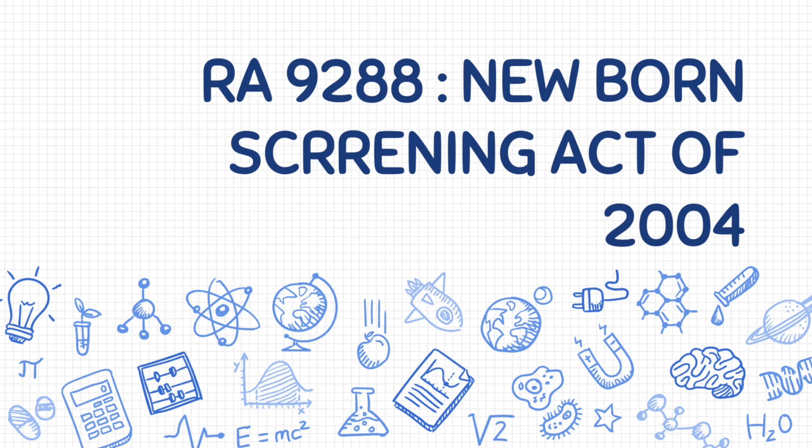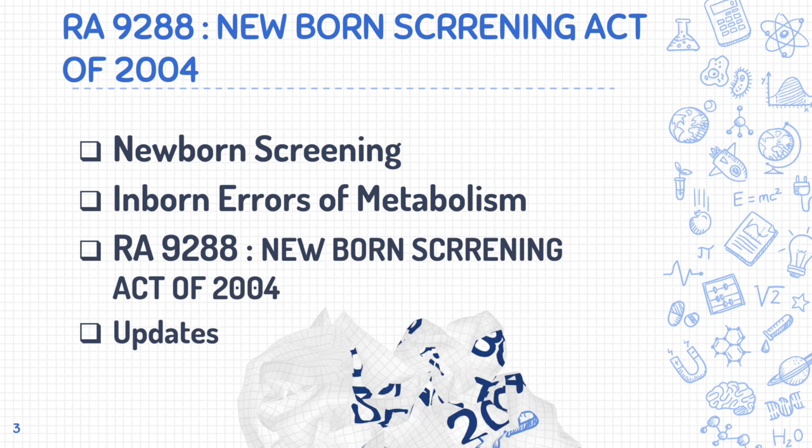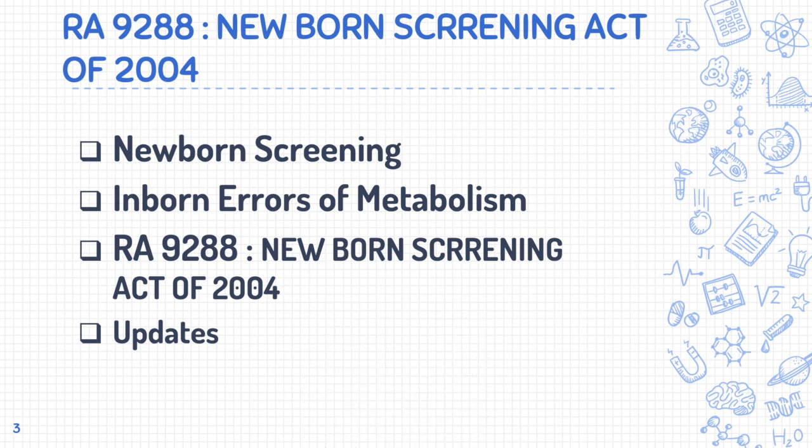But before we go deeper into that, this is actually the outline of everything that we will be discussing. So first, we need to define what newborn screening is all about. Secondly, we will be talking about the inborn errors of metabolism, which are actually the diseases, the disorders that we try to detect or screen during this examination. And at the same time, we also have the RA 9288, which is the law that we have here in the Philippines, and also some updates regarding that. So for this video, I will actually be discussing the first two, the newborn screening and inborn errors of metabolism.